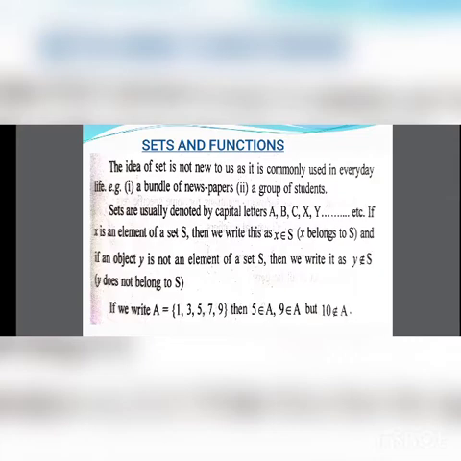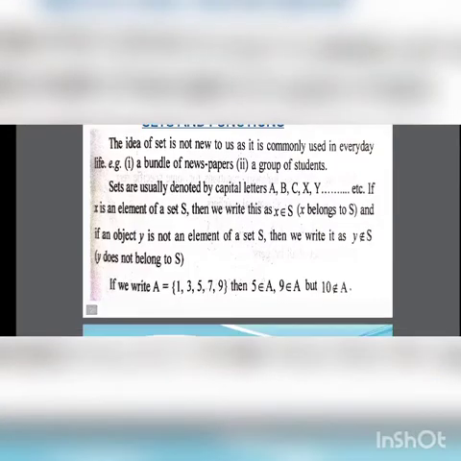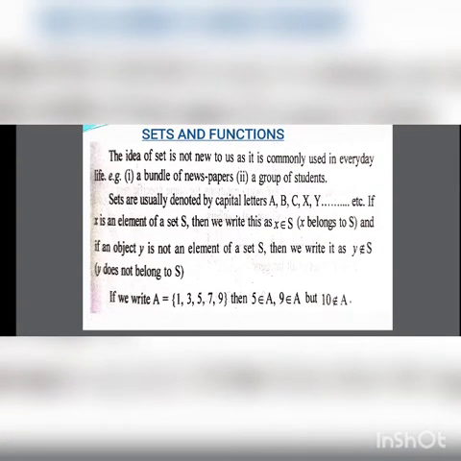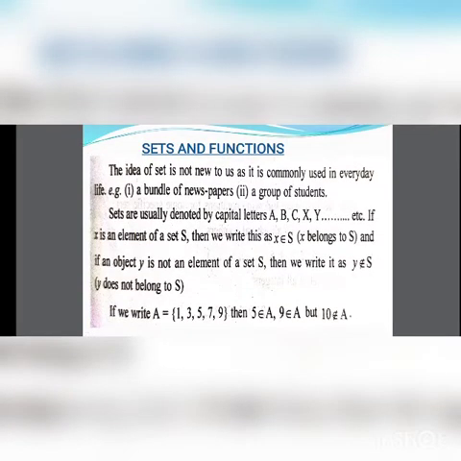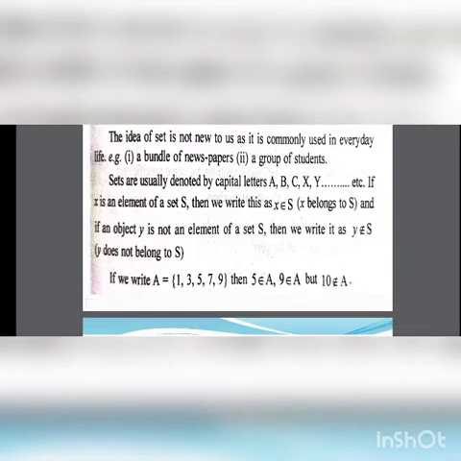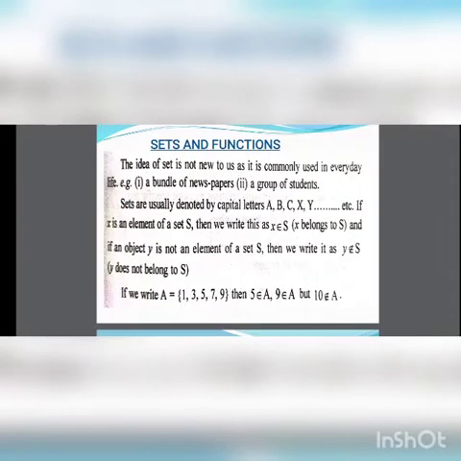See, the idea of set is not new to us as it is commonly used in everyday life. For example, a bundle of newspapers, or the number of students, is also a set. Sets are usually denoted by capital letters like A, B, C, X, Y, etc. If x is an element of set S, then we write this as x belongs to S. You can see this is the symbol of belongs to. And if an object y is not an element of a set S, then we write it as y does not belong to set S. And this is the symbol of does not belong to.